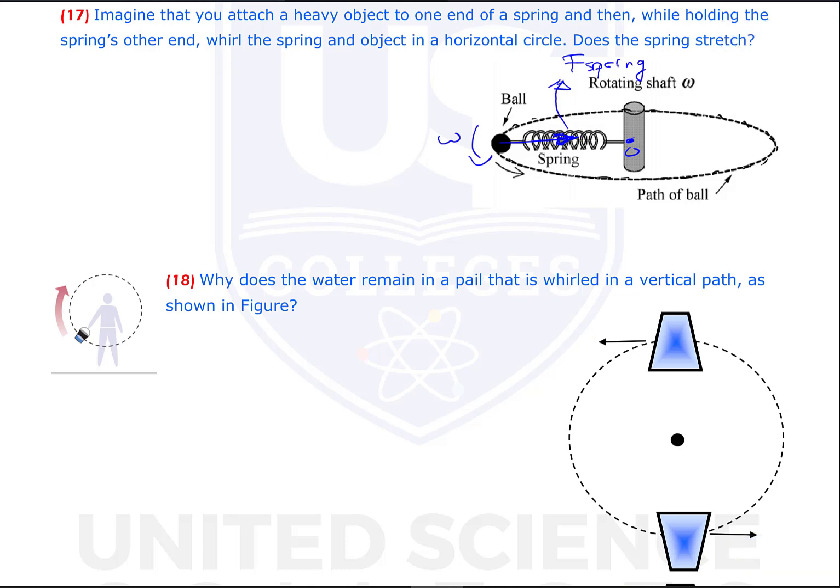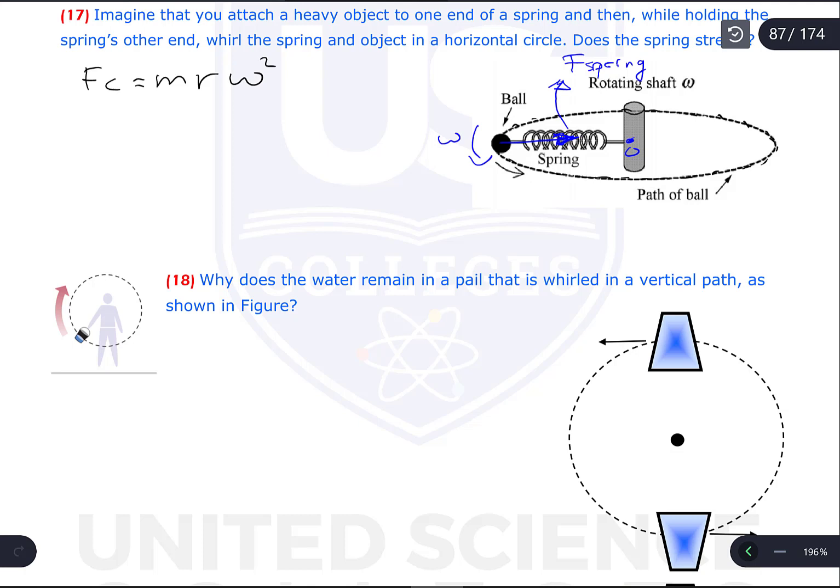And if you whirl this spring with a greater angular speed, according to the centripetal force equation, which is Fc equal to m of the ball or heavy object times radius of the circle times omega squared, if you start rotating the spring with a greater angular speed, of course, you need to increase the centripetal force. And what is the centripetal force in here? In this example, it is the spring force. So spring force must increase as well.